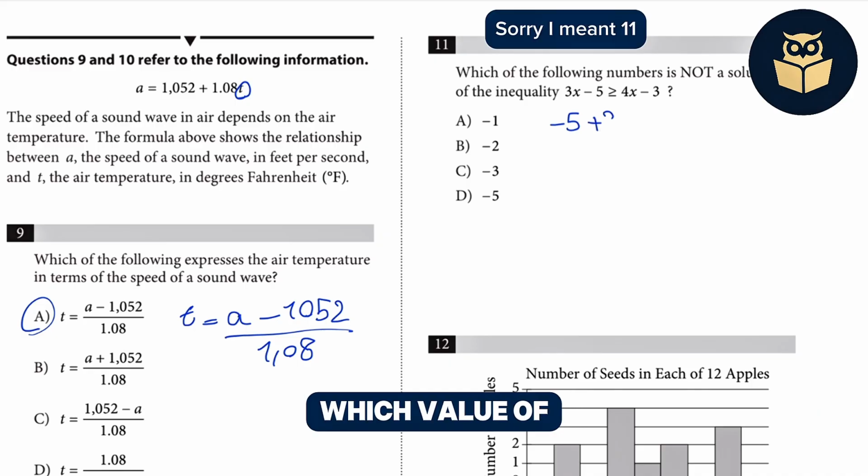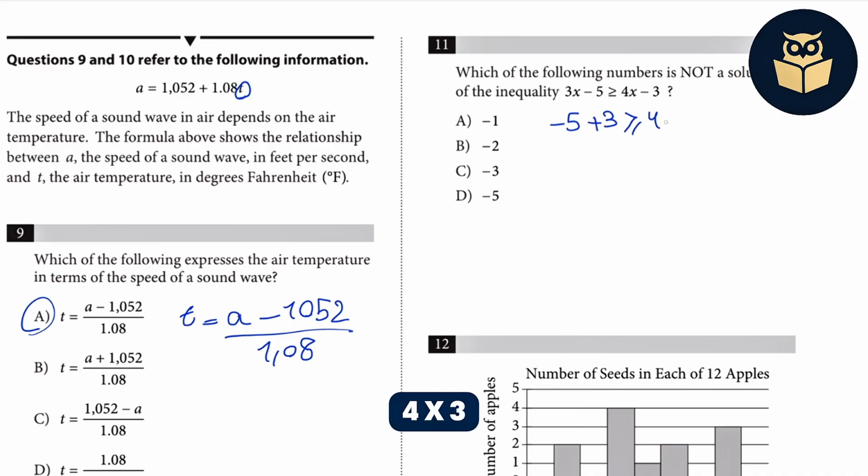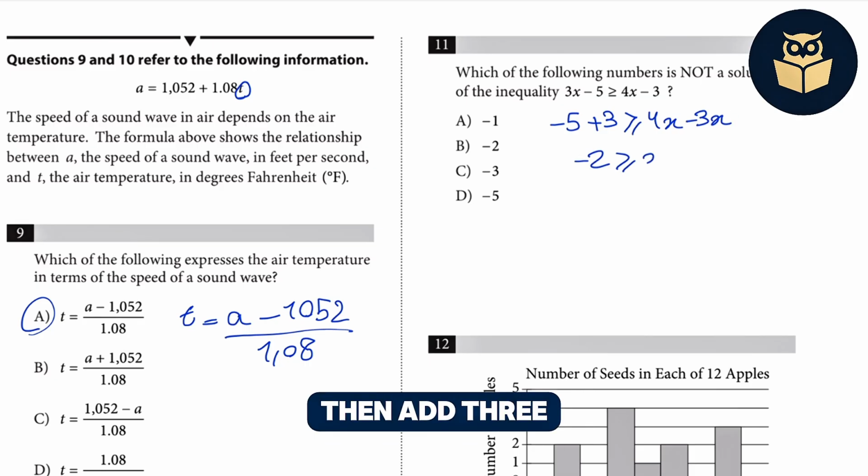Question 12 asks which value of x is not a solution to 3x ≥ 4x − 3. Let's solve this inequality step by step. Subtract 3x from both sides to get 0 ≥ x − 3, then add 3 to both sides, giving us 3 ≥ x, which is the same as x ≤ 3.